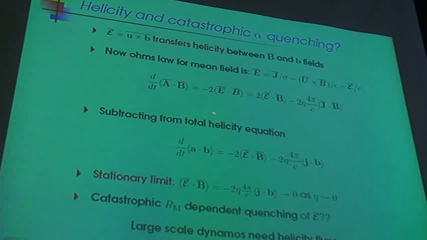Now, you take this equation and subtract it from the total helicity evolution equation. The total helicity evolution equation, if you remember, was just d by dt of A dot B was minus 2 eta average j dot B. Of course, there may be a 4 pi by c in my notation. And you subtract the top equation from this.